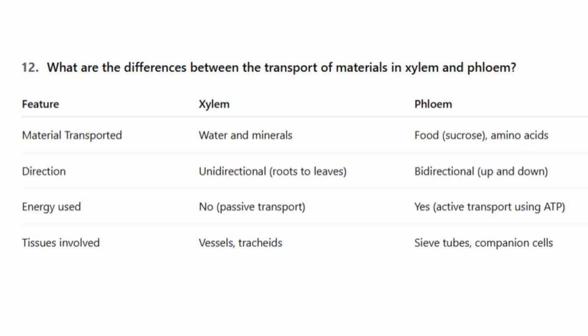What are the differences between the transport of materials in xylem and phloem? Feature: xylem, phloem. Material transported: water and minerals; food, sucrose, amino acids. Direction: unidirectional, roots to leaves; bidirectional, up and down. Energy used: no, passive transport; yes, active transport using ATP. Tissues involved: vessels, tracheids; sieve tubes, companion cells.